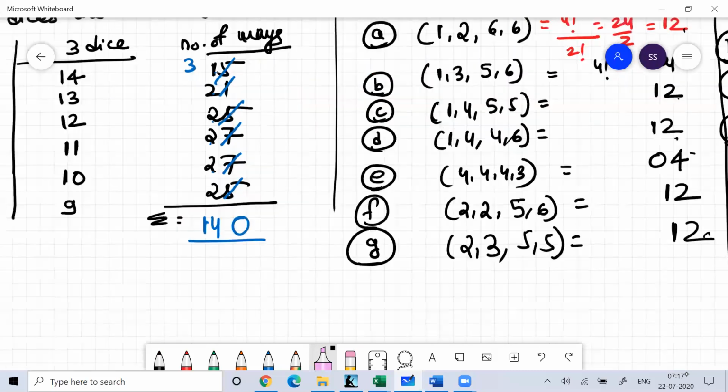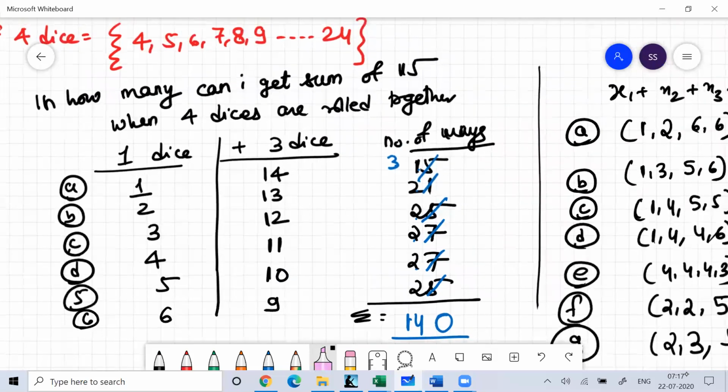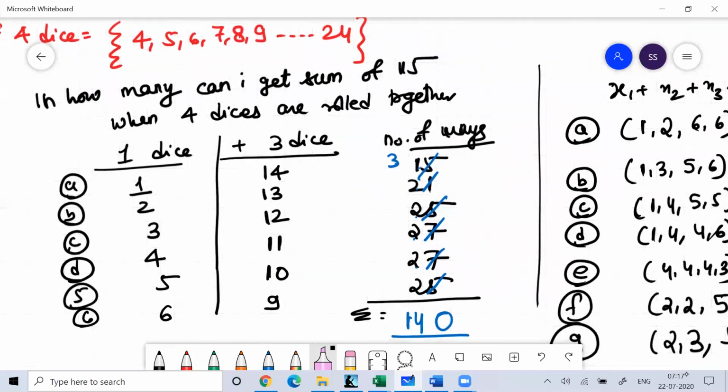Okay, one minute. Let me do this sum again. So you want the sum 15, no? So 14 means 15 ways, then 13 means 21 ways, and then 12 means 25 ways. And then 12 means this is 14.